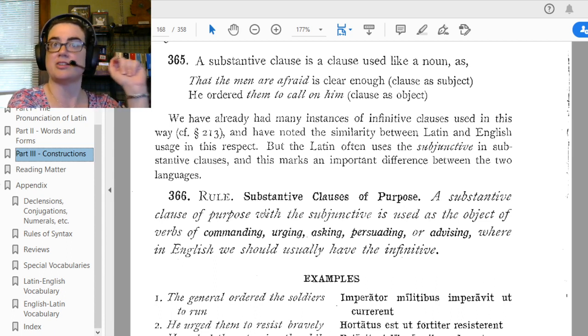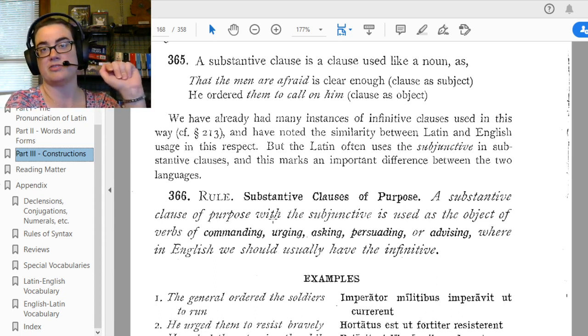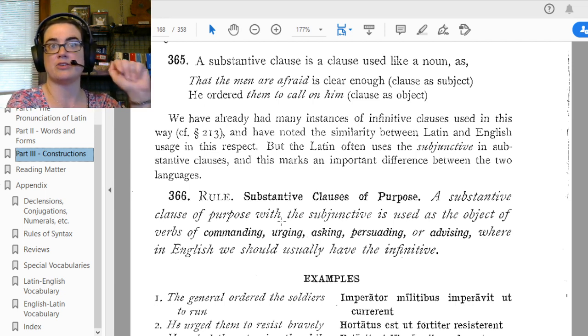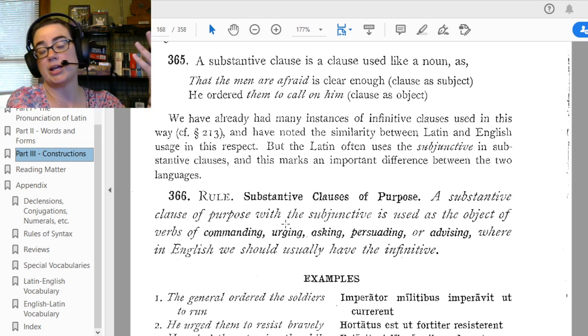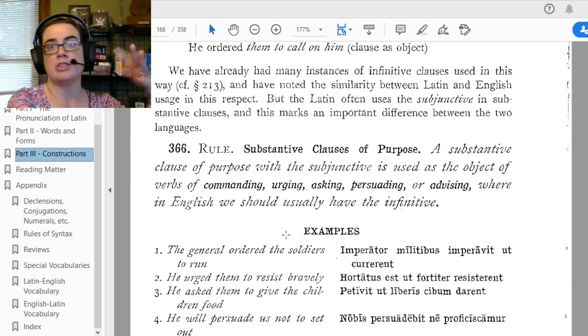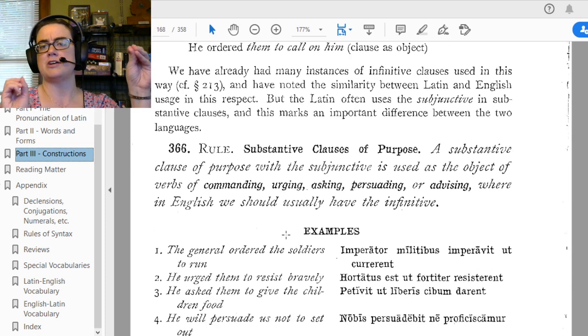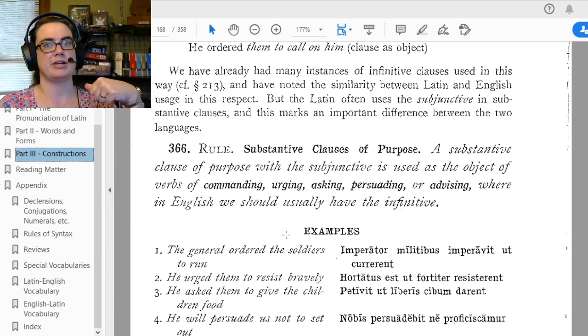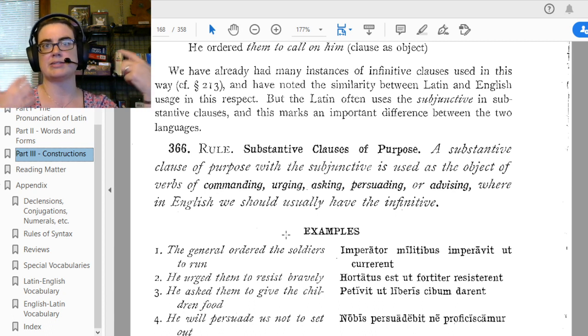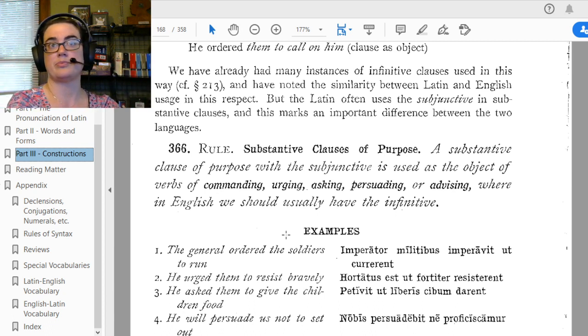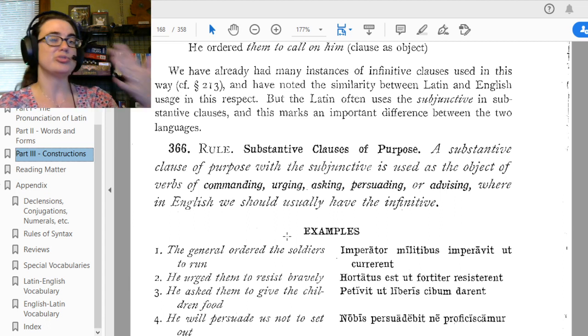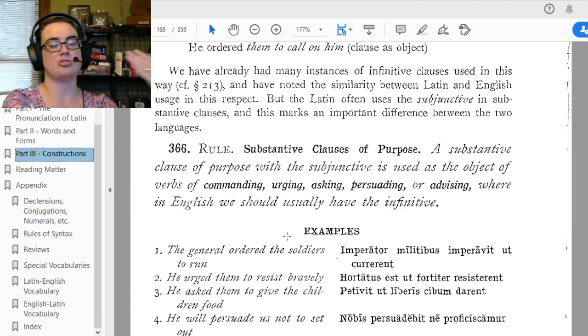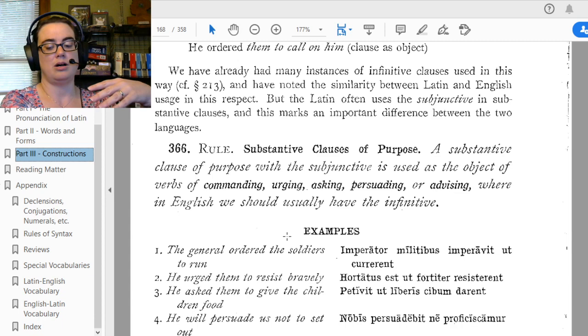A substantive clause of purpose with the subjunctive is used as the object of verbs of commanding, urging, asking, persuading, or advising, where in English we usually have the infinitive. The only exception I can think of is the verb iubeo, he orders, that does take an accusative infinitive. Everything else takes the subjunctive. So that's why usually when people learn it, it is called the indirect command. It helps to differentiate it as its own thing.